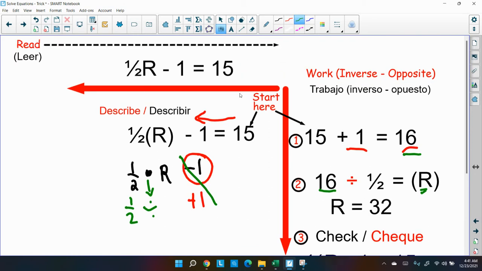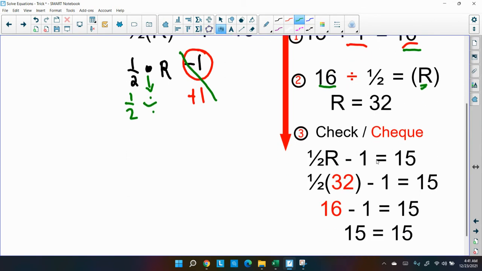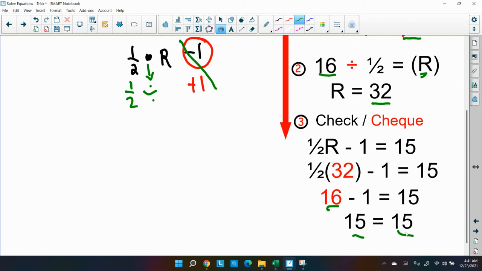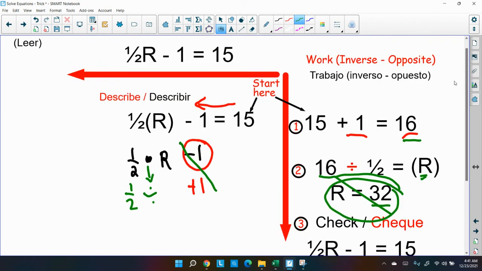1/2 r minus 1 equals 15. Now I'm going to put that here, and in place of r, I'm going to put parentheses and 32, which is the number we said r is. So half of 32 is 16. 16 minus 1 is 15, and 15 does equal 15. So this does check out when we use our answer of r equaling 32. That's pretty much how we do it, going backwards.